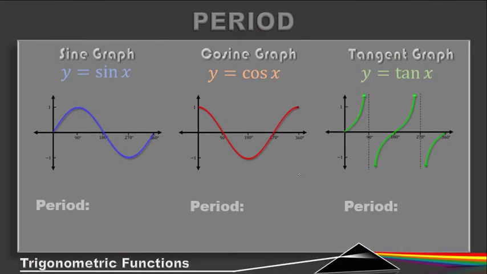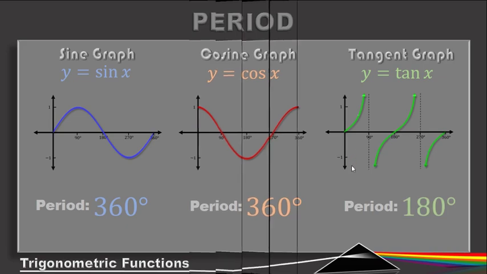Now to look at the periods of the graphs, we see that the sine graph repeats itself every 360 degrees. So therefore its period is 360. The period basically tells you after how many degrees the graph repeats itself again. Then we have our cosine graph, and after 360 degrees it repeats, so the period is 360 degrees, but the tangent graph repeats itself after every 180 degrees, so its period is therefore 180 degrees.